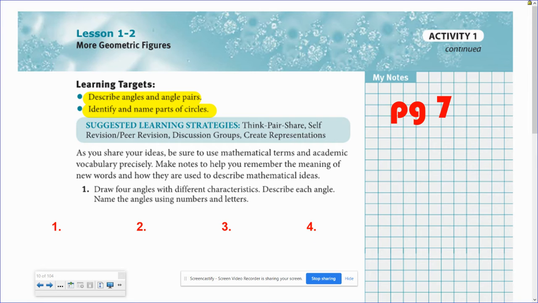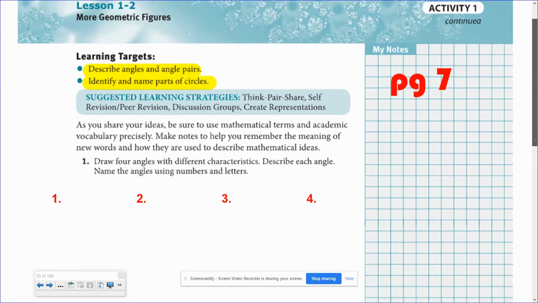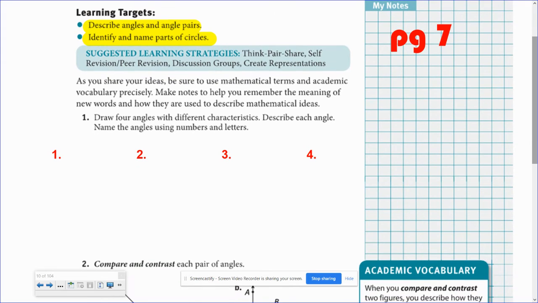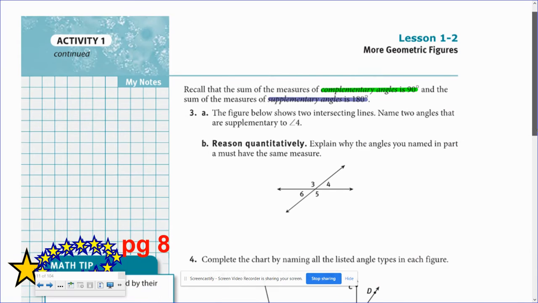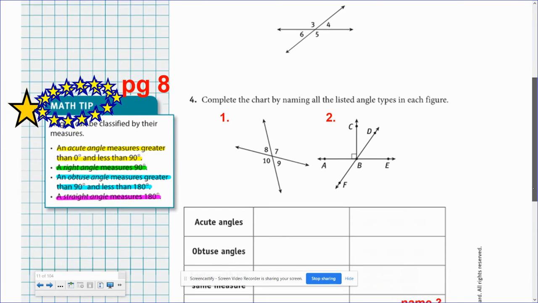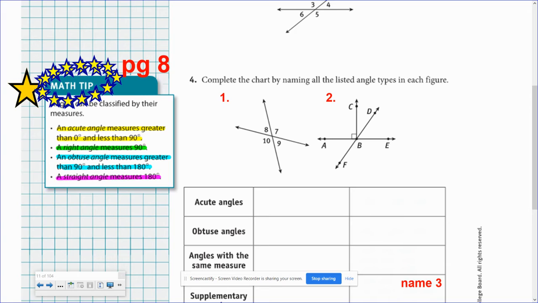Okay, naming angles is where we're starting with on page 7. So they want us to describe 4 angles with different characteristics, describe each angle, and name the angle using numbers and letters. So before we actually do that, I'm going to have you guys skip to the next page on page 8, because here is where they name all the types of angles and how you can draw them or write them or think about them.